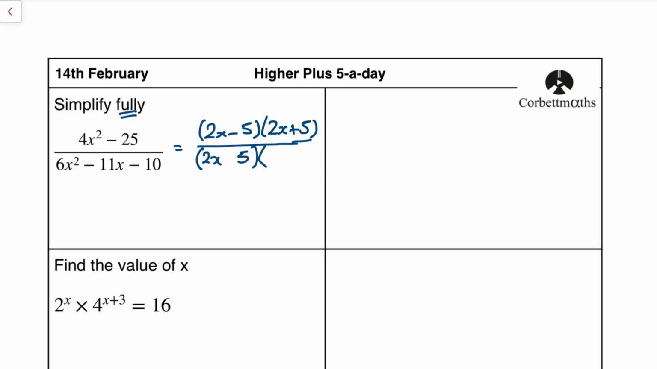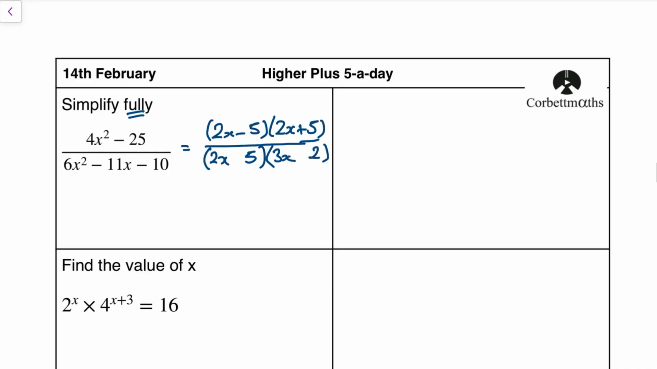Now, if that's 2x on the left, it must be 3x here, because 2x times 3x is 6x. And if it's 5 on the left, it must be a 2. I just don't know if it's a plus or a minus. Then I just need to run the numbers in my head. 3 times 5 is 15, but I want it to be minus 15, so it's going to be minus 5 and plus 2. So in other words, I can cancel out my 2x minus 5s, and that gives me my final answer of 2x plus 5 over 3x plus 2.